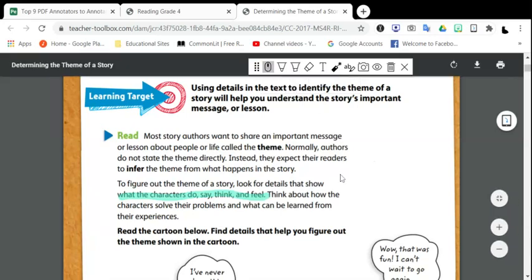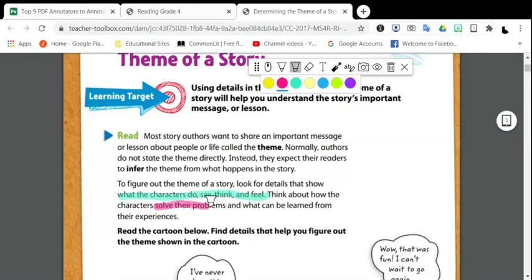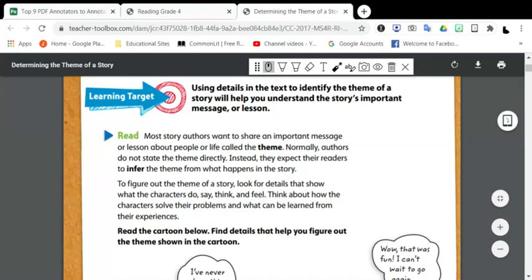We need to remember this. We learned about this in our character traits lesson two lessons ago. Think about how the characters solve their problems and what can be learned from their experiences. This is another really important thing to remember. The problem in the story sets up the actions of the characters. We need to examine the way that the characters solve their problem and what any person could learn from that.